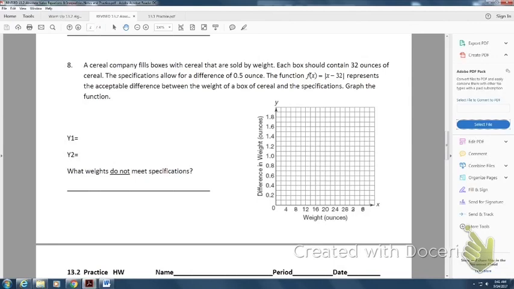So, ideal weight is 32. They allow for half an ounce difference. What is the lightest box they're willing to sell? 31.5. So below this, we're going to put the weights that do meet those specifications. 31.5. Can it be equal to 31.5 and it be okay? Yes. What is the heaviest box they're willing to sell? 32.5.